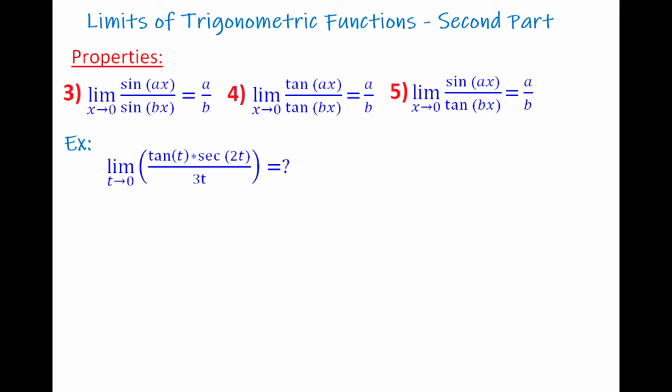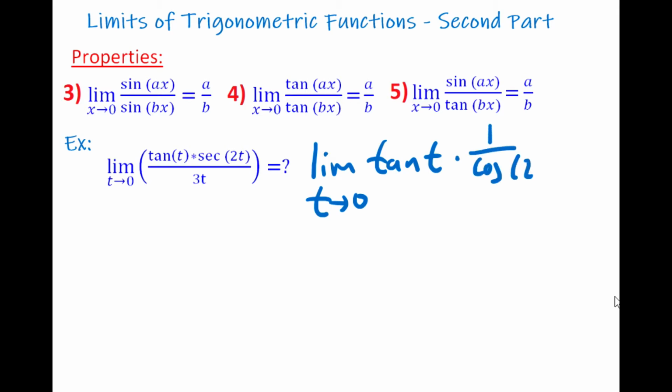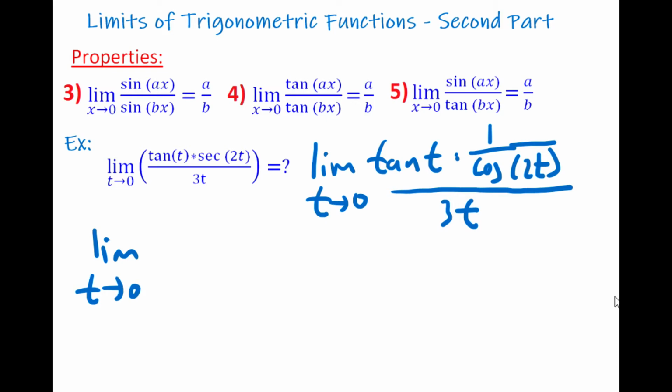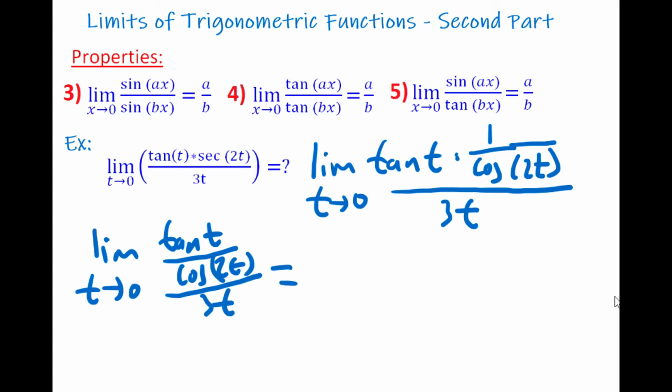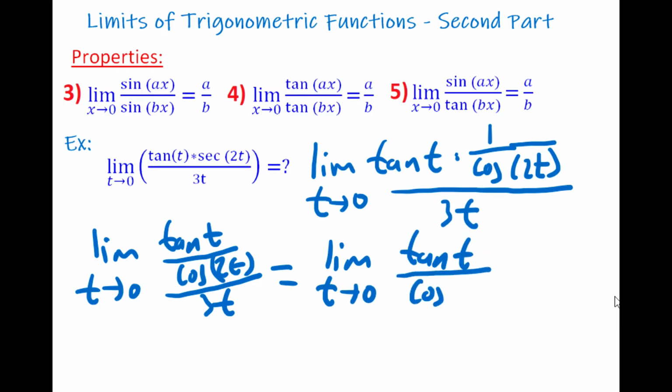We can write the whole term as limit when t goes to 0, tangent t times, instead of secant, I'm going to write 1 divided by cosine, guys. So I'm going to put here 1 divided by cosine 2t. This is 2t divided by 3t, guys. In the next step, I'm going to have limit when t goes to 0, tangent t divided by cosine 2t divided by 3t, guys. So we're going to have from here limit when t goes to 0, tangent t divided by cosine 2t times 1 divided by 3t, guys.